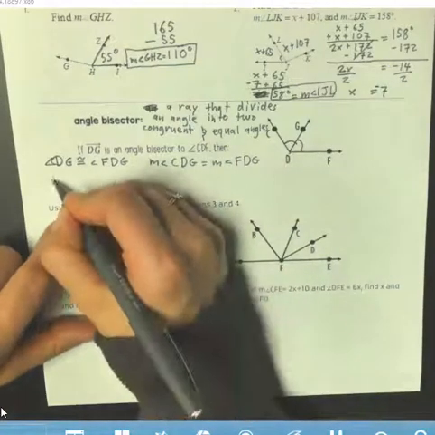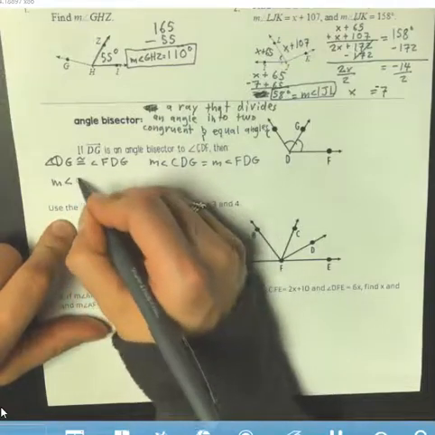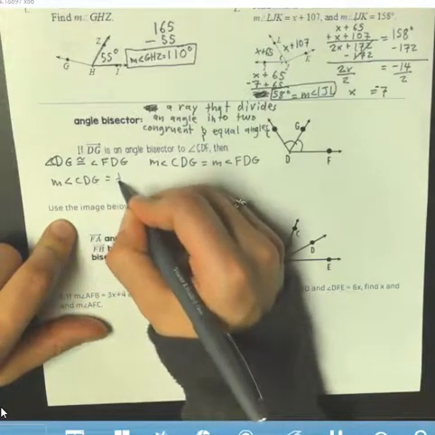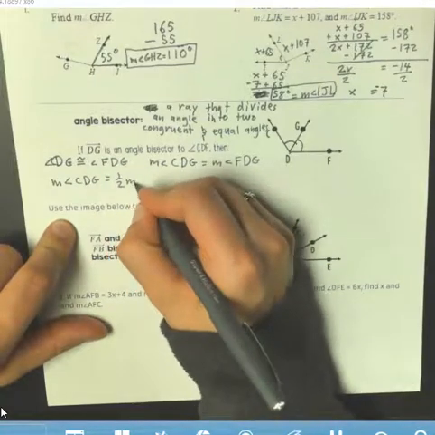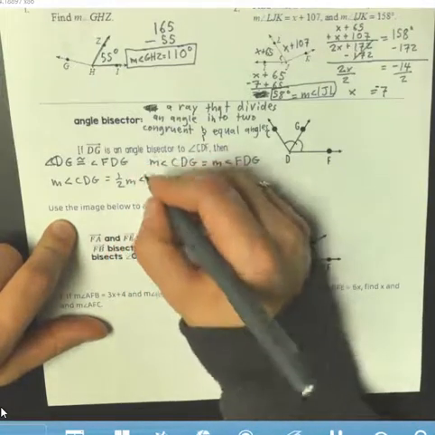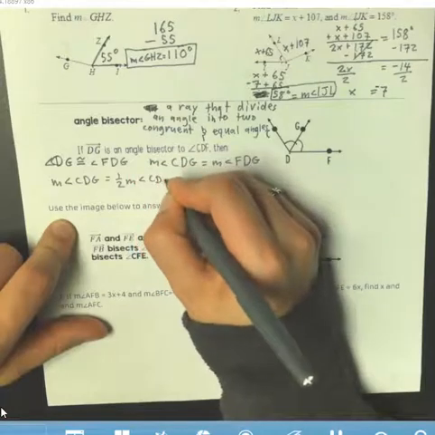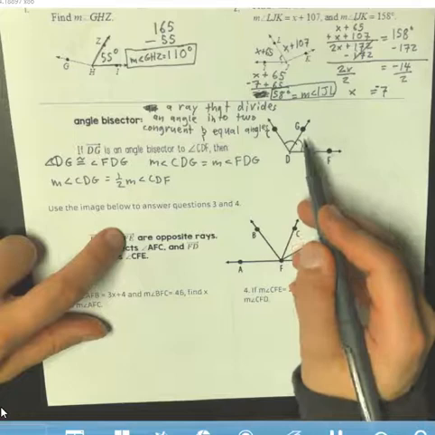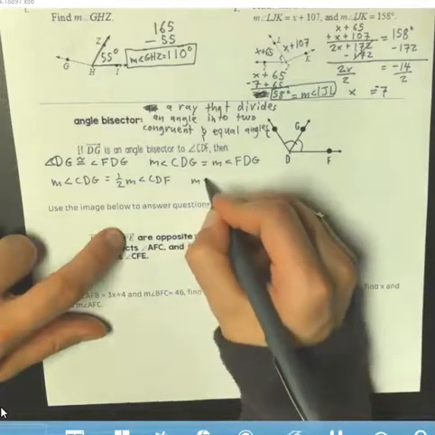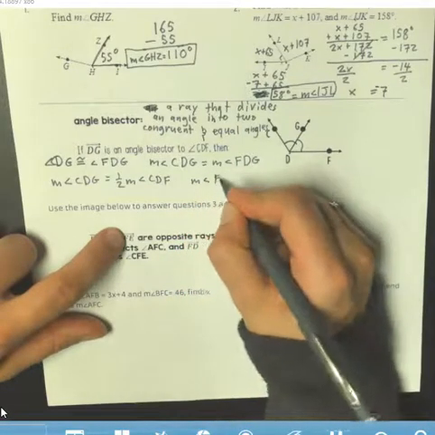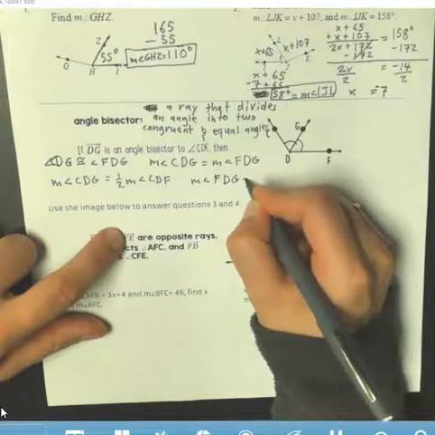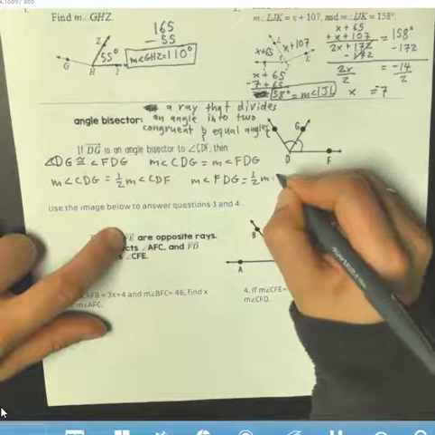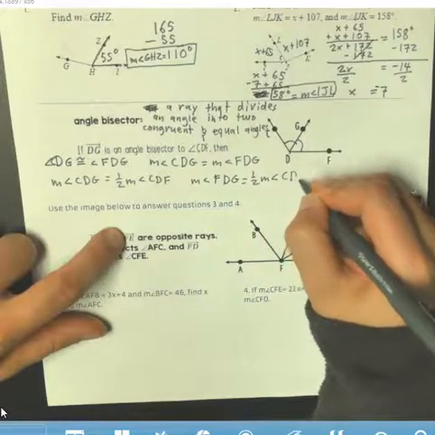So measure of angle CDG equals 1/2 measure of angle CDF. And then the same thing will be true for this other side as well. So measure of angle FDG equals 1/2 measure of angle CDF.